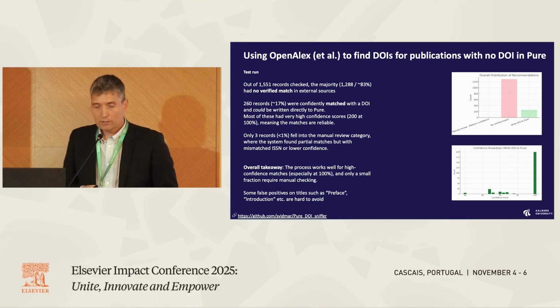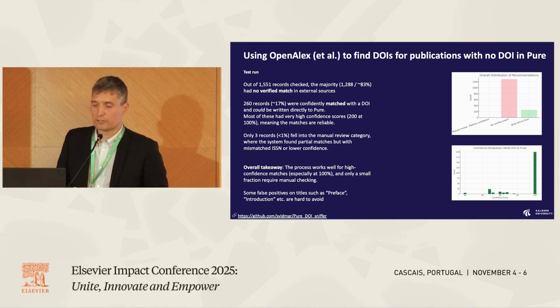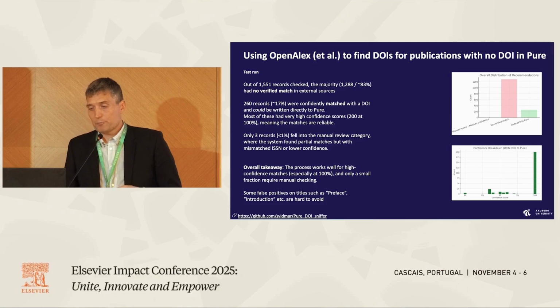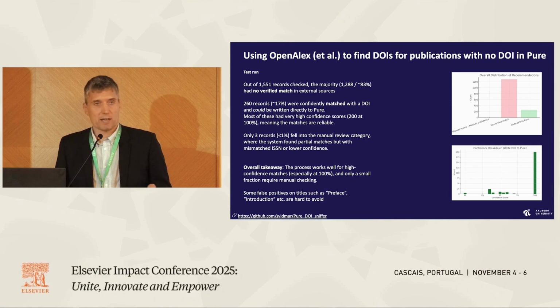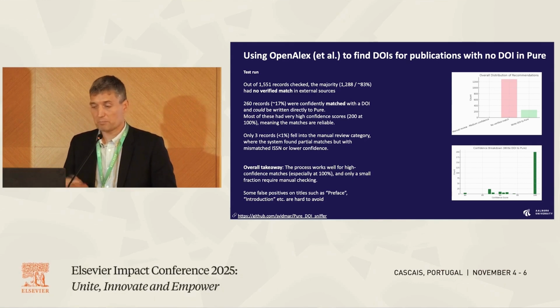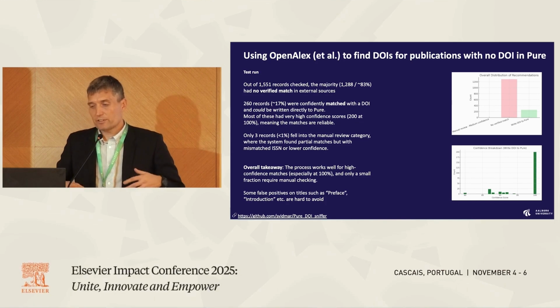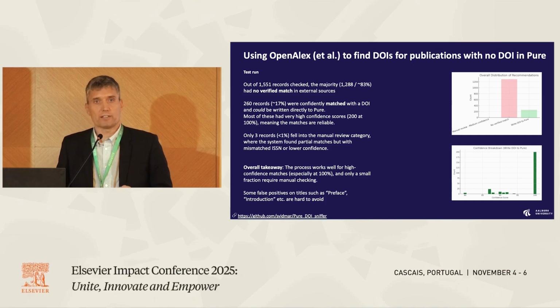We did a test run with this just prior to the conference, where I took around 1,500 records without a DOI. And out of these, around 1,300 had no verified match. So a small amount was actually matched with a DOI, which we could write directly back to Pure. So it's not a very high result rate, if you were to do it manually, but with a script, I mean, it takes a couple of minutes, and then you have 260 records more with a DOI.